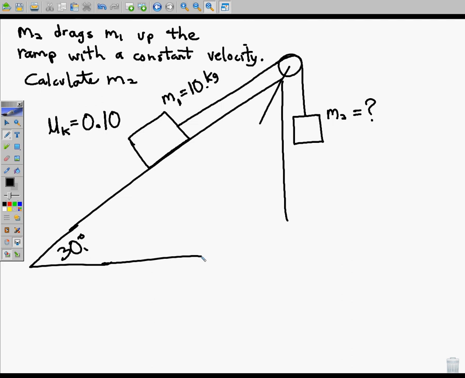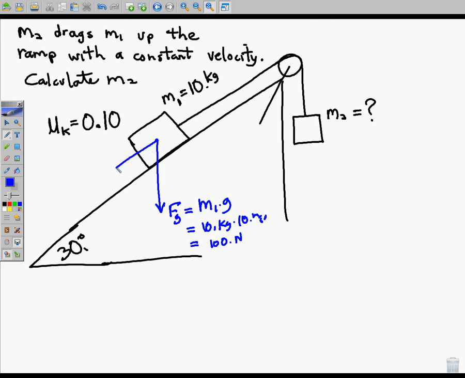Okay, so we have this 10 kilograms right here, so we know that the total weight force is going to be M1 times G, which is 10 kilograms times 10 meters per second squared, so it's going to be 100 newtons.